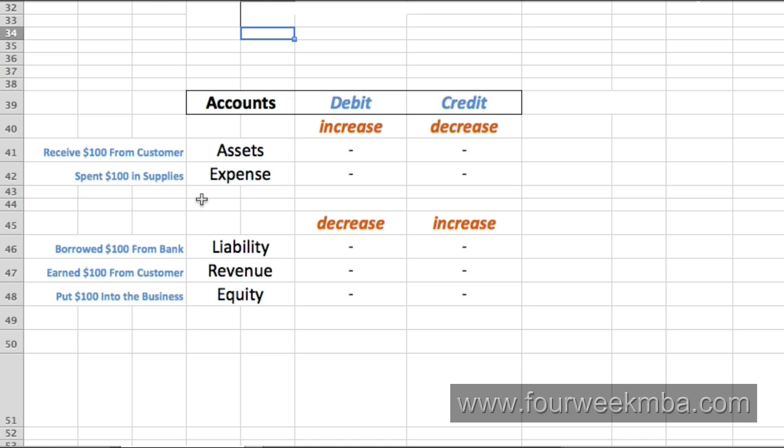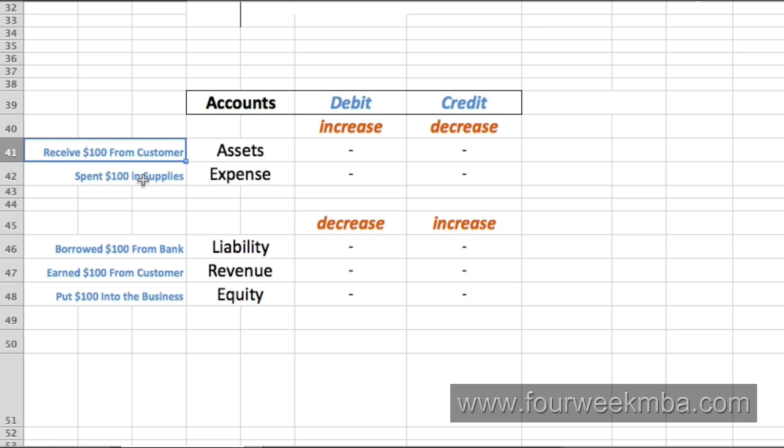The opposite principle applies to liability, revenue, and equity. If we debit them, they will decrease, and if we use the credit side, they will increase. Let me show you a few transactions so that you will get it. This is a very simple exercise that I'm doing together with you so that you can really understand how this whole thing works.